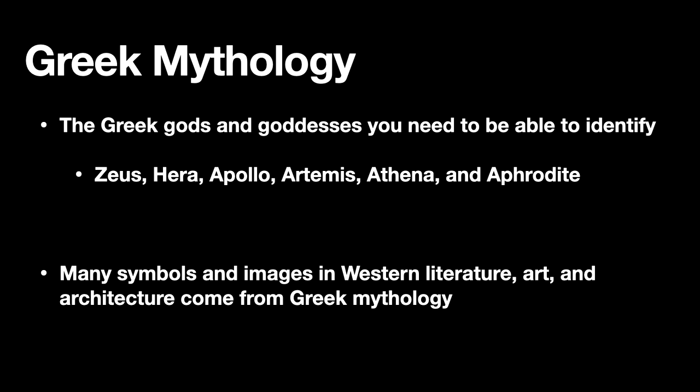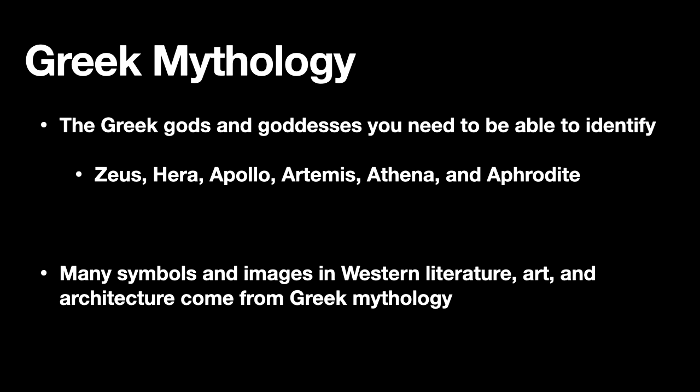Hera's his wife. She's the protector of marriage. Apollo is the god of light. Some people say the sun, but it's more light, music, and poetry are the three things he's responsible for. Artemis is the goddess of the hunt. Athena is the goddess of wisdom, and Aphrodite is the goddess of love. So you don't need to memorize them, but you do need to be able to identify them.